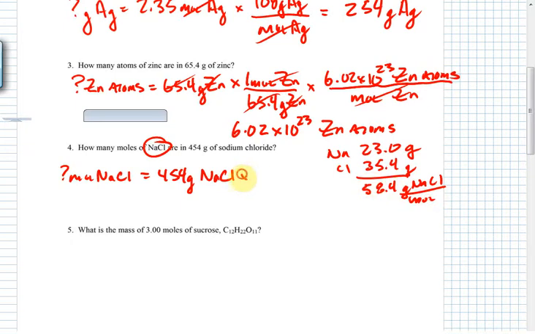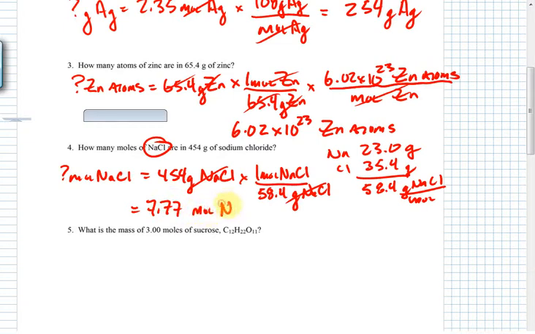Okay, so my conversion factor, 1 mole of sodium chloride is equivalent to 58.4 grams of sodium chloride. And again, grams cancel grams. If I do that calculation, 454 divided by 58.4, I get 7.77 moles of sodium chloride.